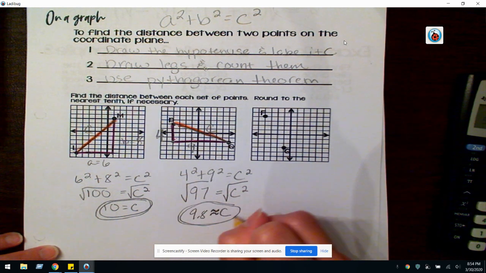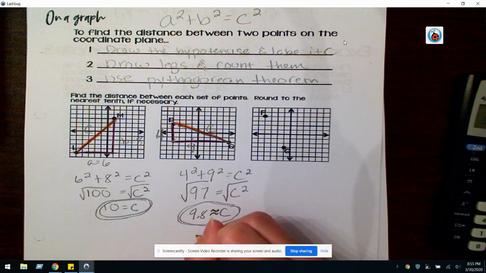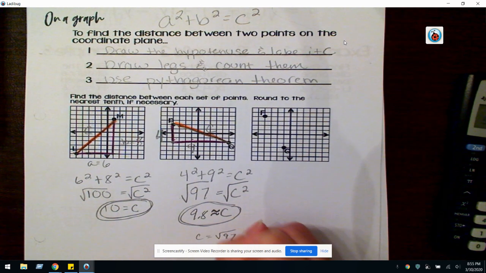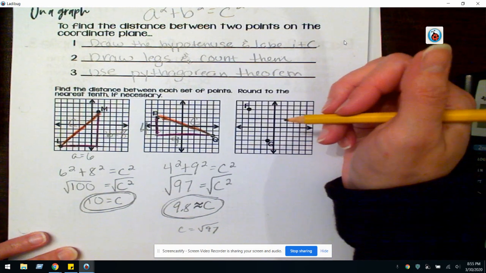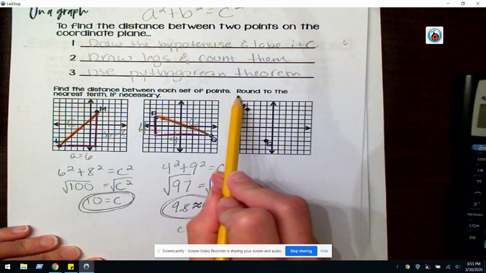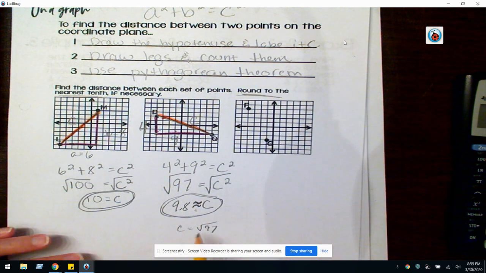I do just want to tell you guys, though, that sometimes you'll see that they leave the answer with the square root. So sometimes you might see C equals the square root of 97, and that's okay. It's fine to leave your answer in square root form. The estimate is actually less accurate than leaving it in square root form, but we take either way. All right, last one, here we go. The other thing is here it tells us to round to the nearest tenth, so that's why I did that here. But just wanted to point out that sometimes it's left in square root form.